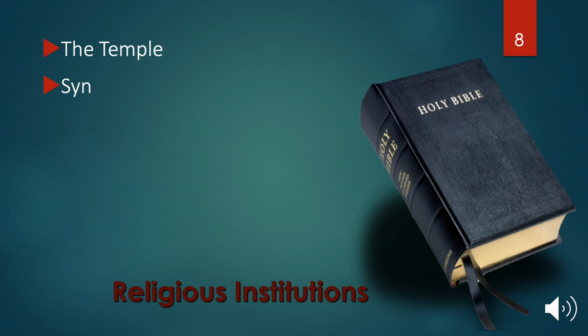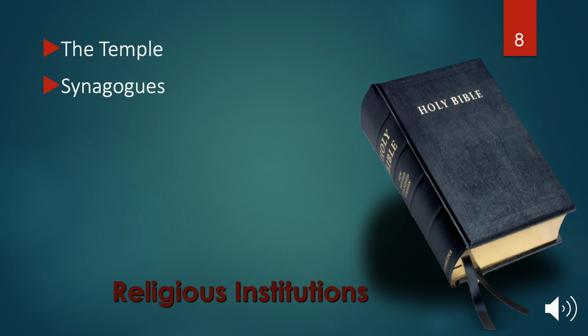The second religious institution was the synagogue. In the New Testament, we encounter synagogues everywhere, both in Palestine and throughout the Roman Empire. Wherever the Apostle Paul went to preach, he first went to the synagogue in that city.